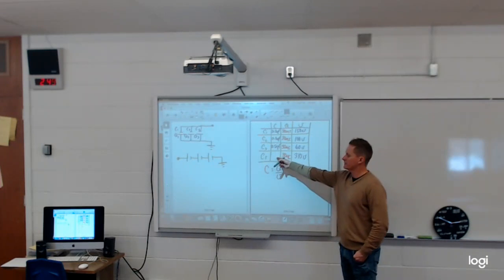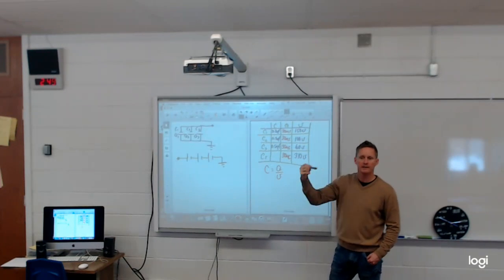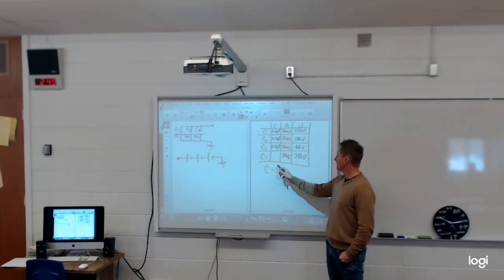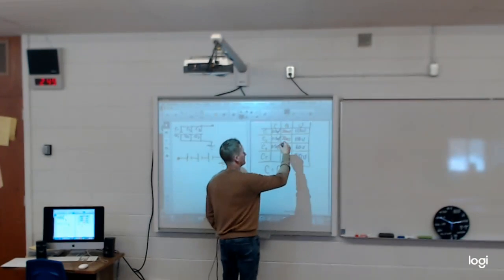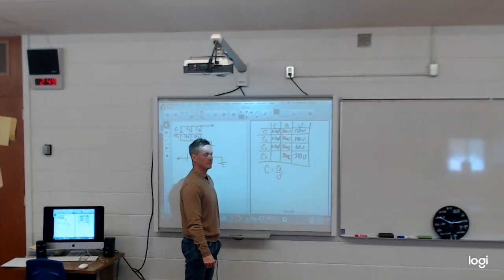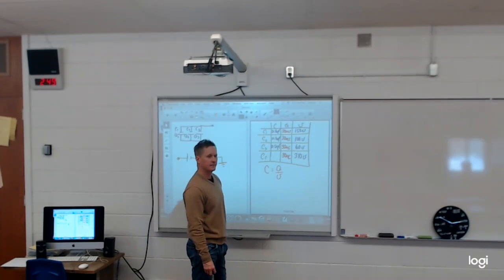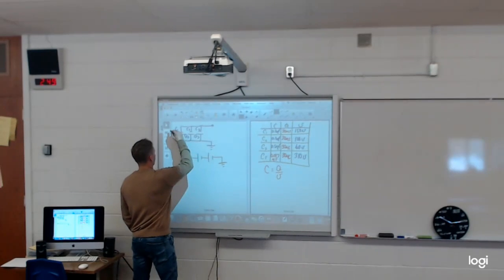And to get C total, I can either go 1 over 0.2 plus 1 over 0.3 plus 1 over 0.5 and take 1 over the answer, or take 310 and 30. So I take 30 divided by 310, which gives me my answer, which is what? Calculators? 0.097 microfarads. Et voila.